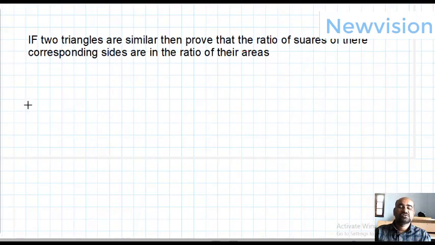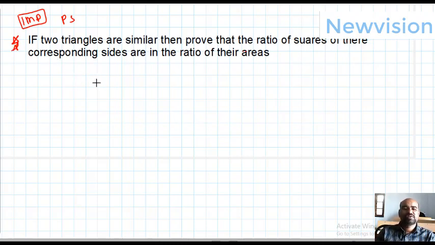Another important property, property 2. If two triangles are similar, then prove that the ratio of the squares of their corresponding sides is in the ratio of their areas. Very important.